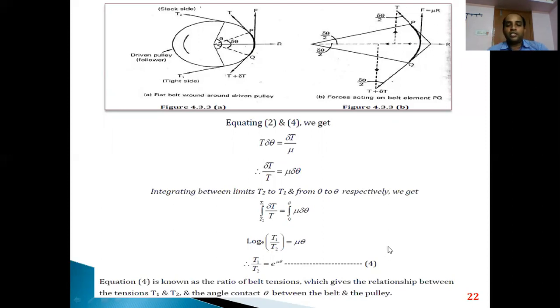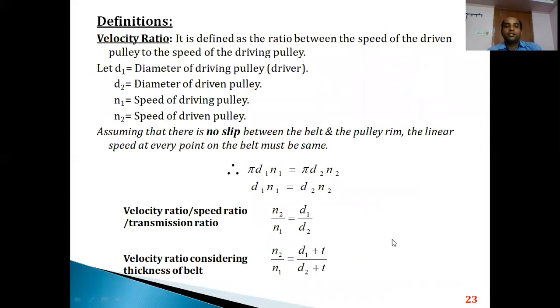Using this equation you can find out the tensions developed on the tight side as well as on the slack side. Now, there are some definitions we need to know. The first important definition is regarding the velocity ratio. Why we need to know the velocity ratio is, we have seen in the examples that when a belt drive is used, there are two types of pulleys. One is a driver pulley and the other is the driven pulley.